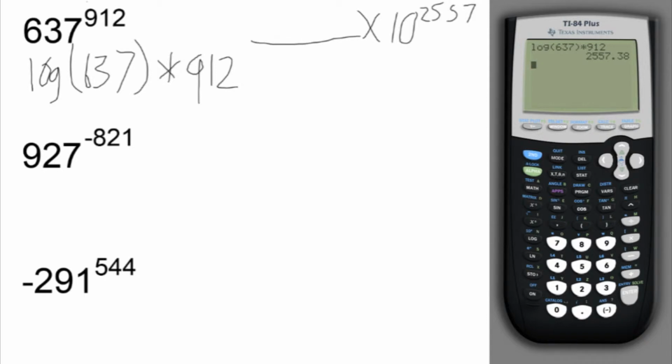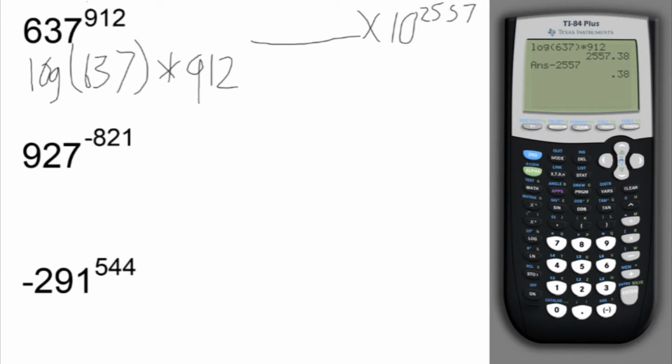Our next step is to turn this 2,557.38 into a number between 0 and 1. So what we're going to do is subtract this whole number that we just put for the exponent from this. So we're going to do this minus 2,557. And now we have 0.38, which is between 0 and 1, like we wanted.